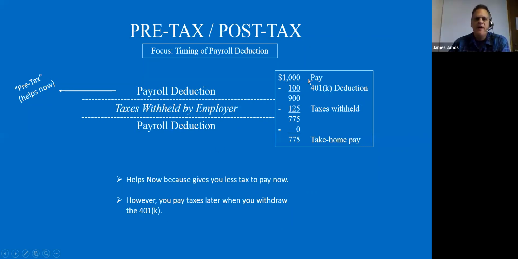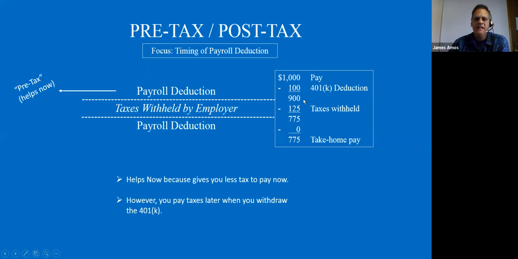Let's say you got $1,000 pay. That's your pay for this, say, a 2-week period of time. Okay. Now, let's say you're having a 401k deduction of $100 each paycheck. So that's a pre-tax deduction, meaning it's going to come out before taxes are withheld. So $1,000 minus the $100 401k deduction leaves you with $900.